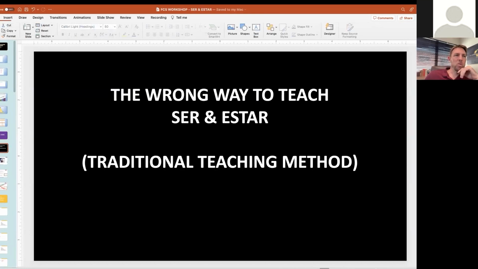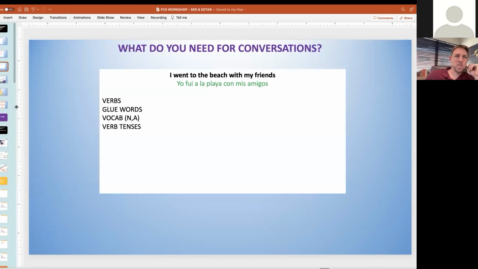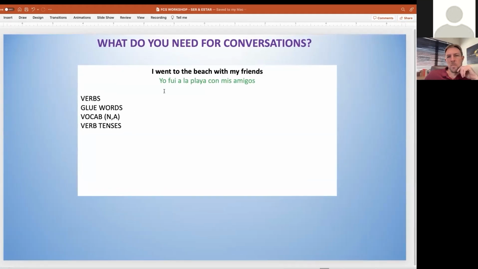First, let's talk about the wrong way to do ser and estar. And by the way, let me put this into context first. Verbs are the most important part of learning conversational Spanish.